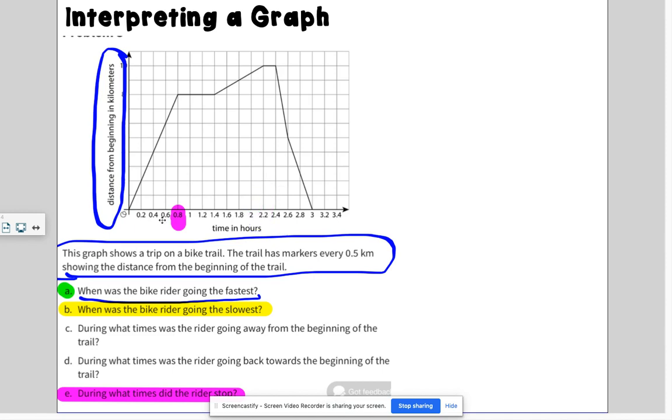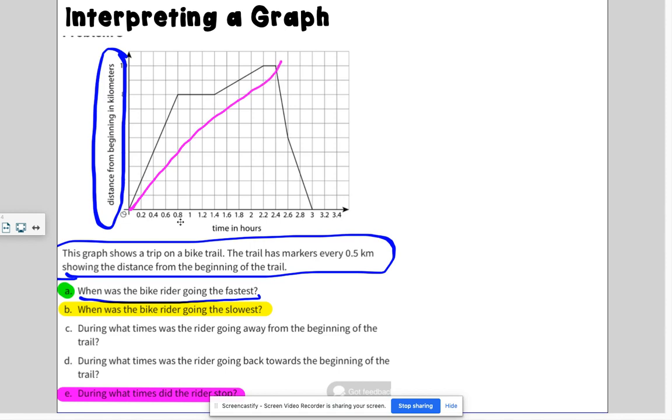So we're just looking at when are they moving away? We're literally just looking for when that graph is getting further from the beginning point. And that is going to be every section in which the graph is increasing, because their distance is increasing. So it's increasing, I'm going to say generally, from here to here.